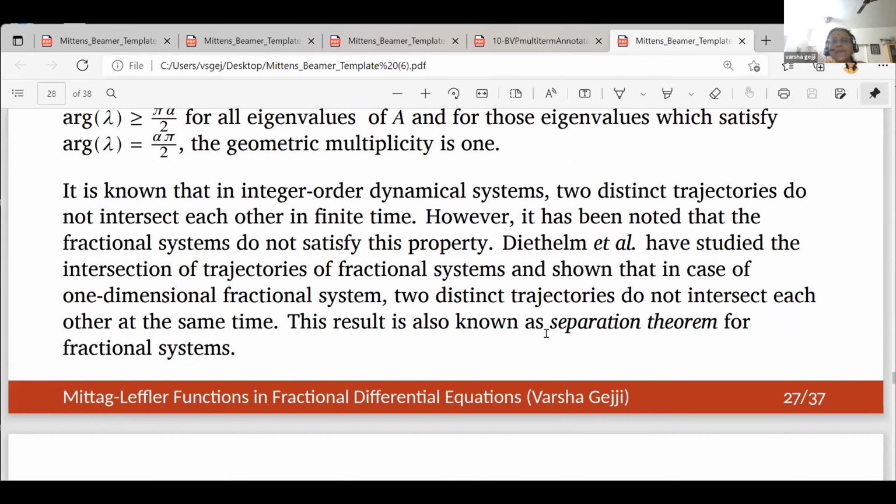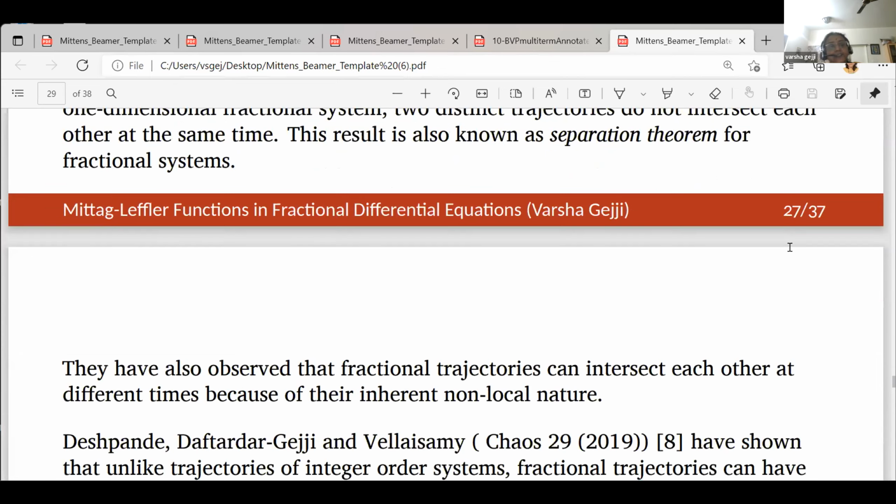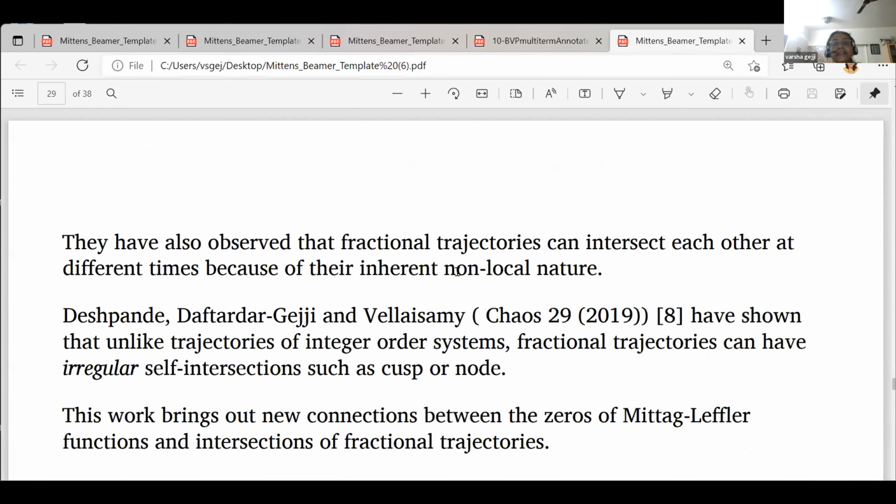Now in integer order dynamical systems, two trajectories do not intersect each other in finite time. This is where the situation will differ. It has been noted that fractional systems do not share this property. Diethelm et al. have studied the intersection of trajectories for fractional systems and shown that in the case of one-dimensional fractional systems, two distinct trajectories do not intersect each other at the same time. This result is known as the separation theorem for fractional systems.